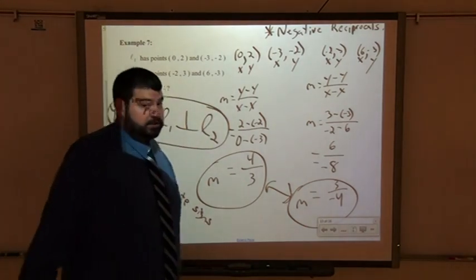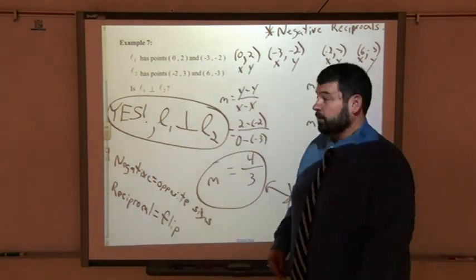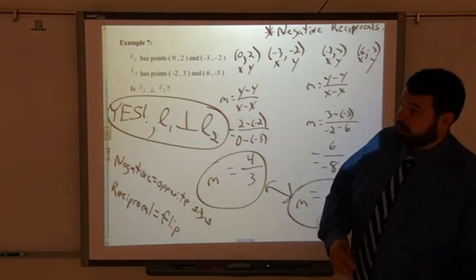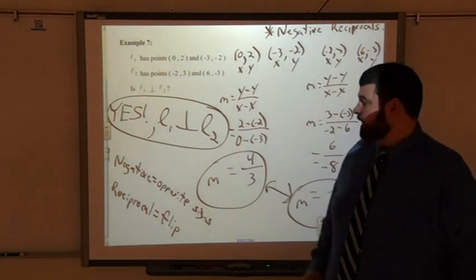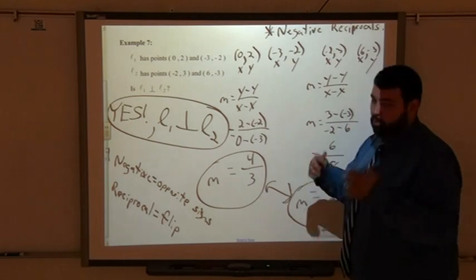If it's any other situation, they can't be perpendicular. If they're congruent, they'd be parallel, which means they won't be perpendicular. If they're any other match, they won't be perpendicular.